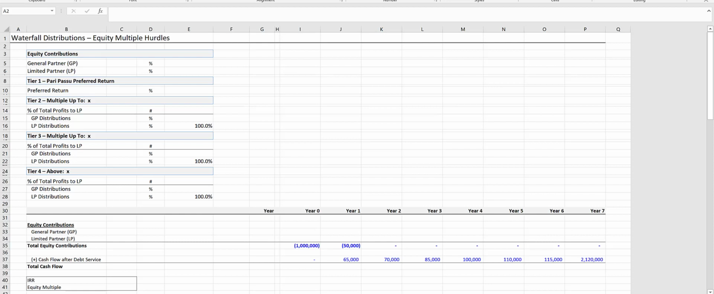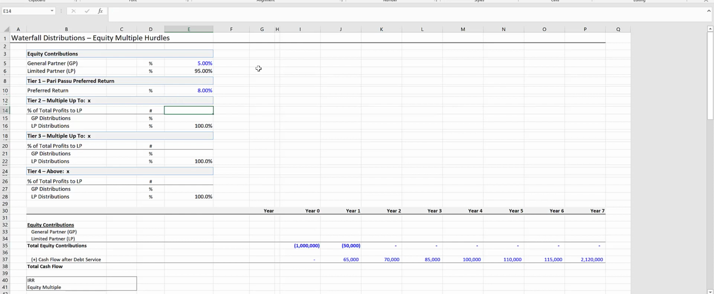So to start, we'll input the general structure in the top left. Let's say the general partner is going to contribute 5% of the total equity, in which case the limited partner would contribute 1 minus 5%, or 95%. And for the preferred return, let's just choose 8%, something pretty standard.